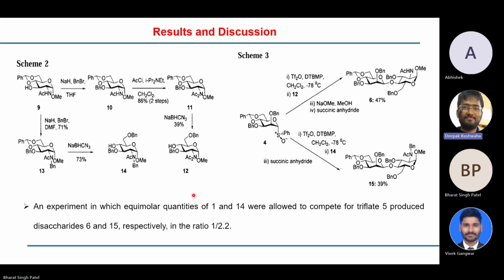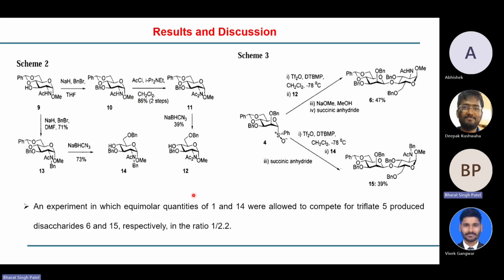So next doubt I have: how exactly is this hydrogen bonding affecting things? This is a good observation, and these are the results we are observing, but we didn't know how that is actually happening. If hydrogen bonding is there, how exactly is it reducing the reactivity?